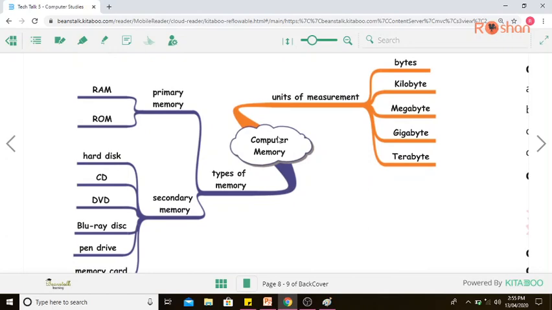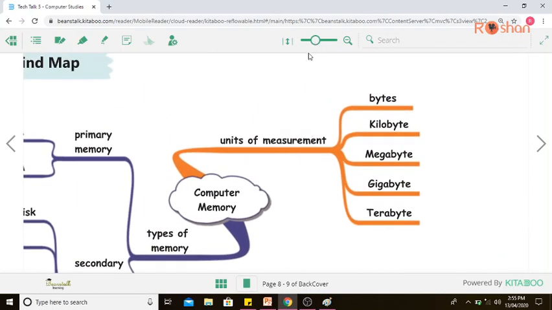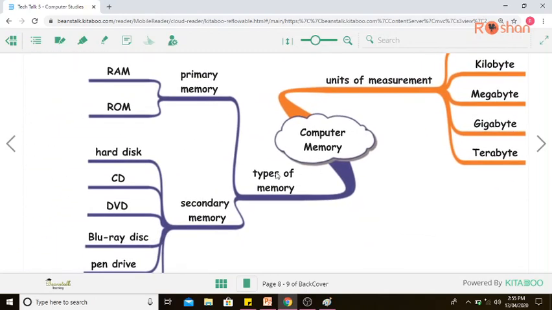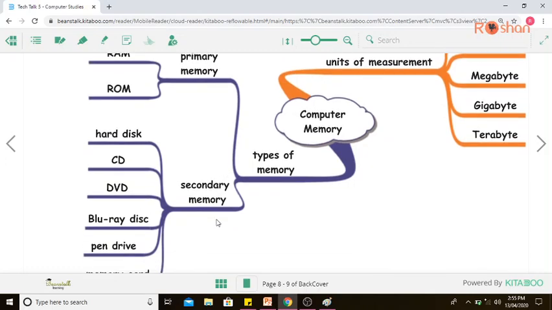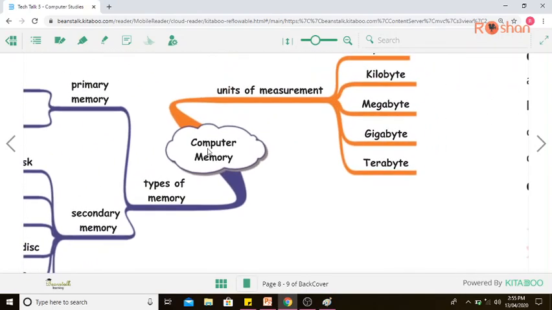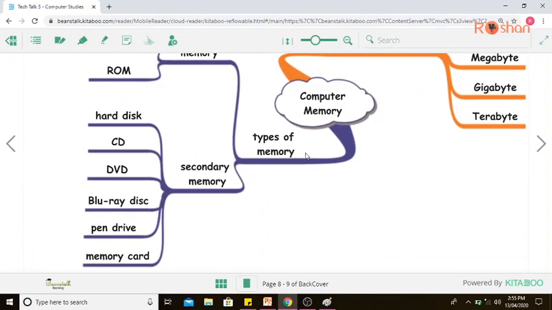First of all, we see the units of measure. In these units of measure, first is byte, second is kilobyte, third is megabyte, then gigabyte, terabyte. So these are the different units. What the capacities are and how to convert, we already explained to you. Then we learned types of memory: primary memory and secondary memory. In primary memory, RAM and ROM, and in secondary memory, hard disk, CD, DVD, Blu-ray disk, pen drive, and the memory card. So these are the types of memory available.